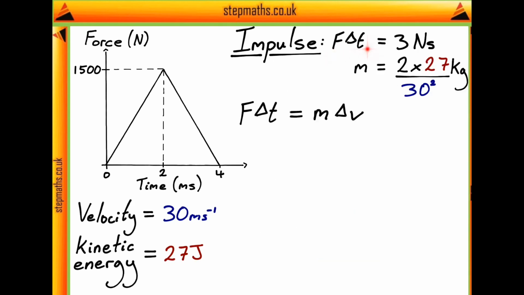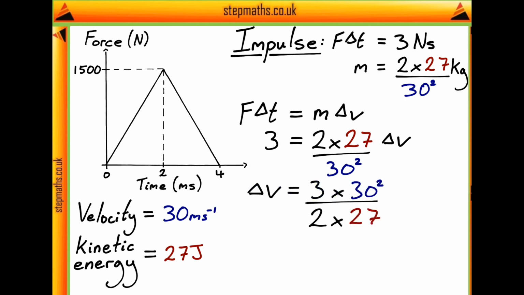Now that we have our impulse and our mass, let's substitute these two variables in to get our expression becoming this, which we can rearrange for our delta V to get this expression here. So 3 times 30 squared divided by 2 times 27. Now this looks quite horrible, but let's try and think of some things which will cancel out. So we know that our 3 is going to cancel out with a 3 in the 27, since 27 is just 3 cubed.